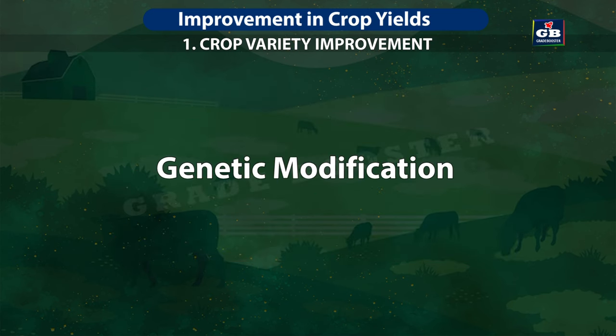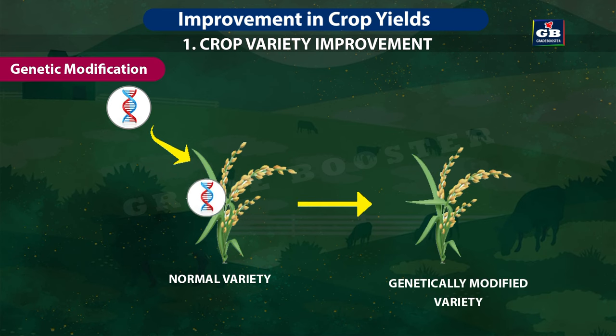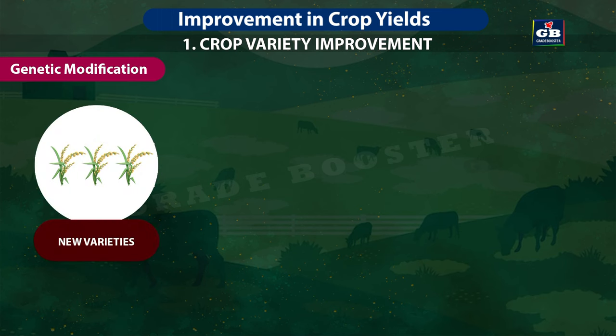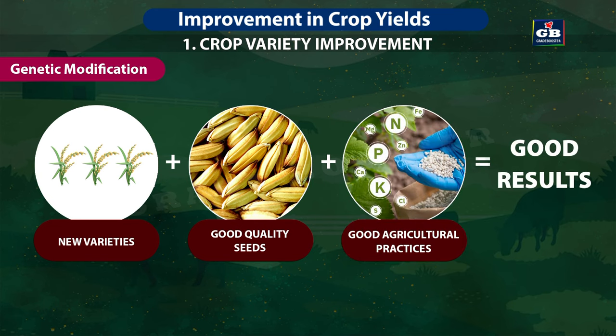Now let us see genetic modification. Genetic modification means introducing genes for desired characteristics in plants by genetic engineering techniques. It results in genetically modified crops. This new variety of crops gives good results when farmers use good quality seeds and follow good agricultural practices.